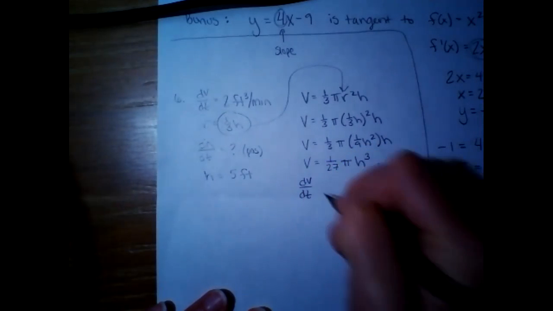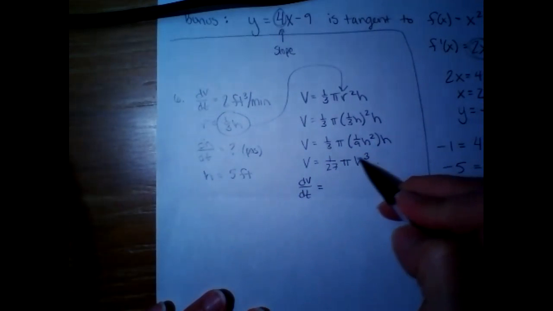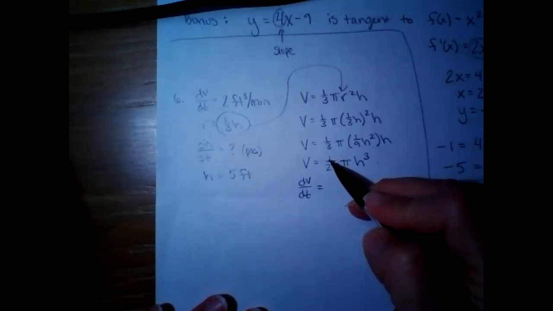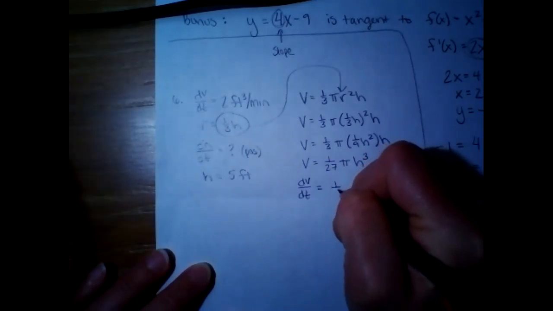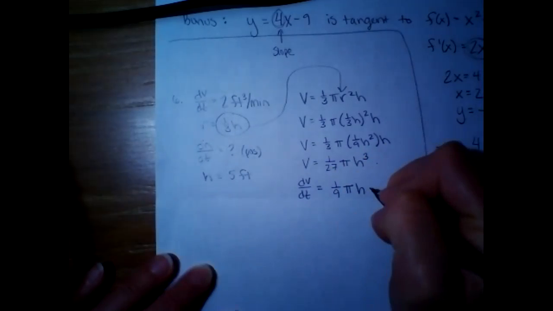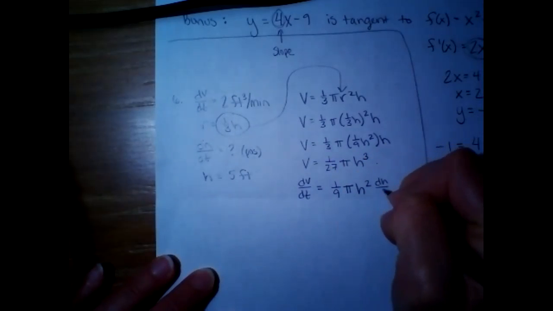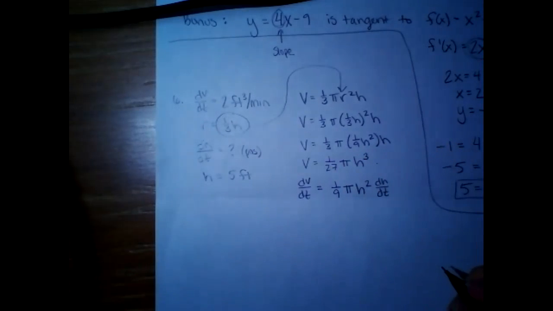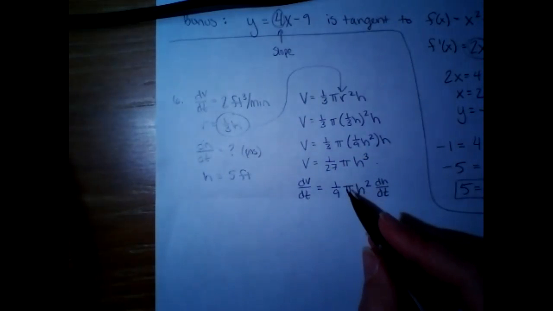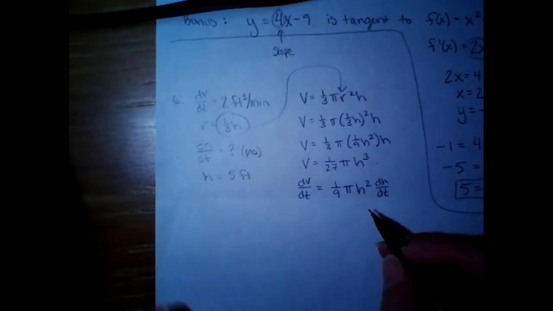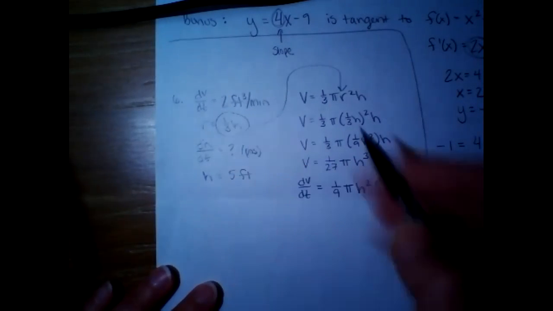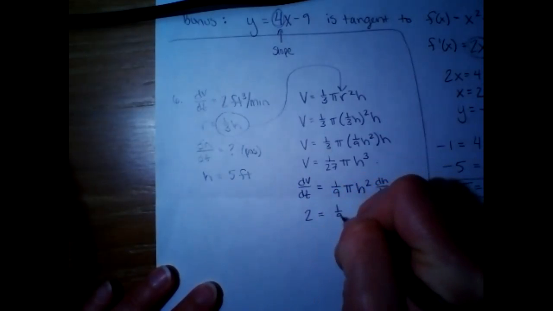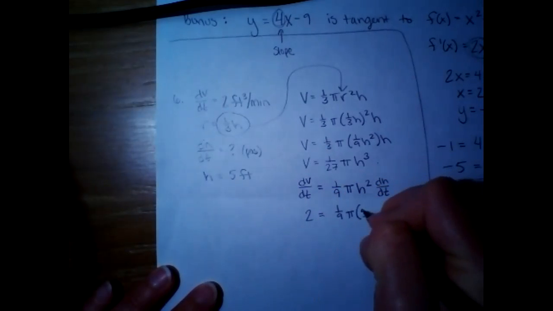So dv dt equals, and we're going to bring this 3 down. Now you can just leave it as 3/27. I'm going to reduce it because most of you did. 3/27 would be 1/9 pi h squared dh dt. But again, if you left it as 3/27, perfectly valid, totally fine. And then we're just going to plug everything in. So dv dt is 2, and h is 5.